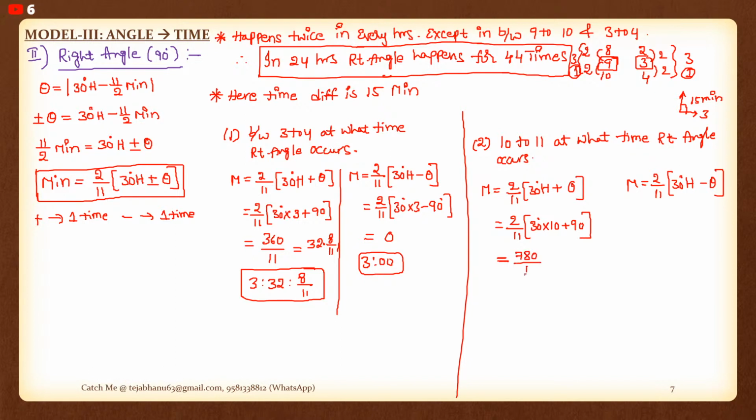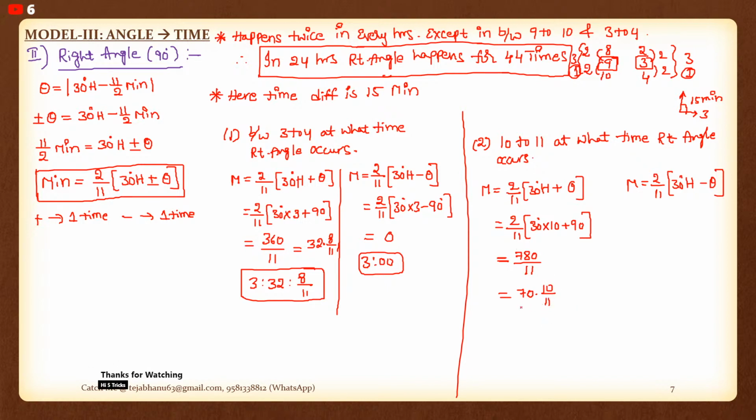780 by 11. If you cancel it, you'll get 11 sevens are 77, and the remainder is 10. That is, 11 sevens are 77, 770, 11 70s are 770. Remainder is 10 by 11.